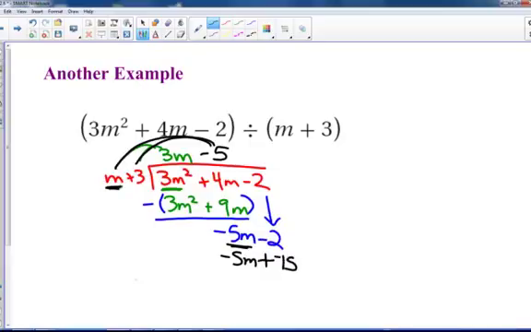I did plus a negative. Okay, so when we subtract the whole thing, negative 2 minus negative 15 is 13. So it's a positive 13. So I'm going to put plus 13 over m plus 3.